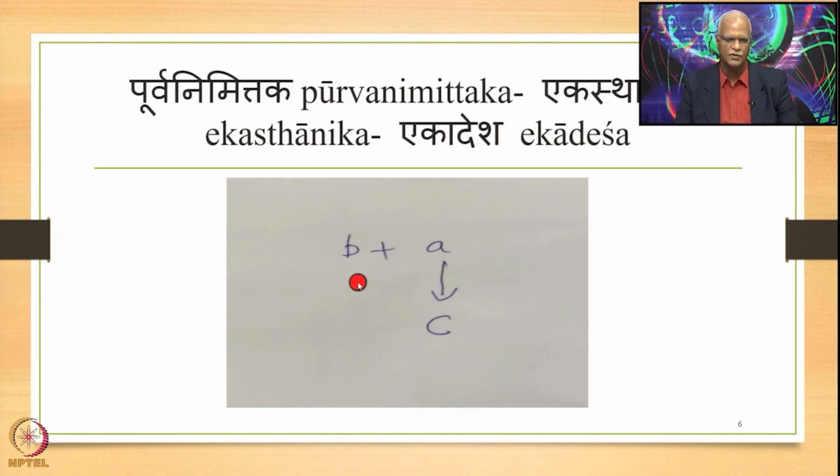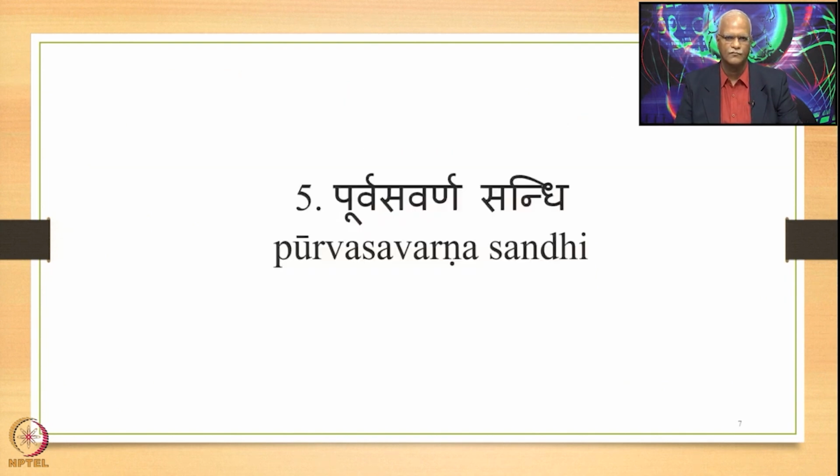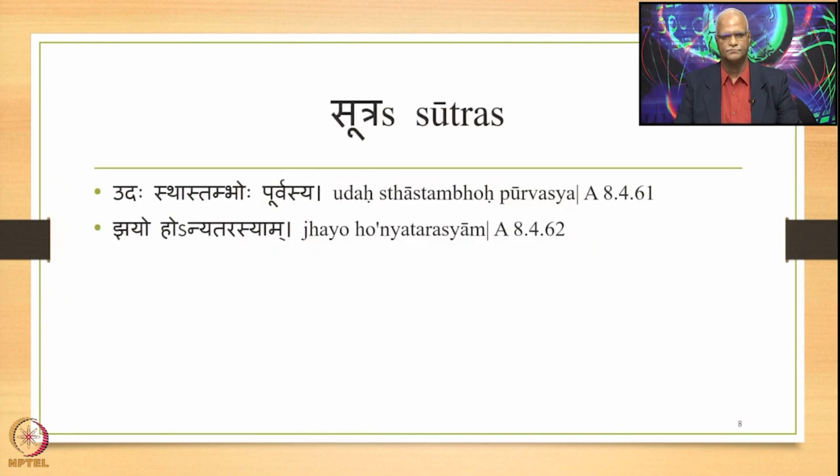This B is Purva and this is a Nimitta, this is one Sthani and this is one Adesha. So Purva Nimittaka Ekasthanika Ekadesha. So B plus A is the input and the output generated is B plus C. Purva Savarna Sandhi is an example of this particular Purva Nimittaka Ekasthanika Ekadesha.